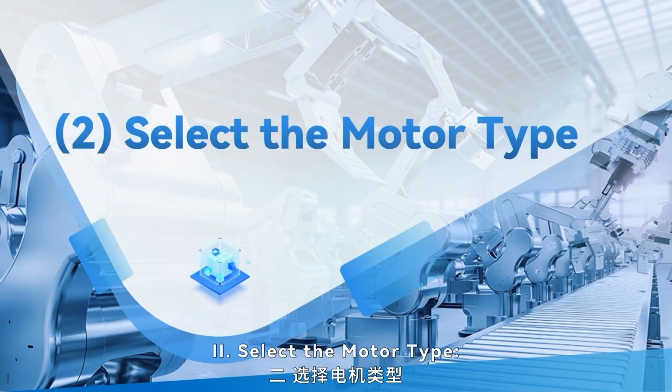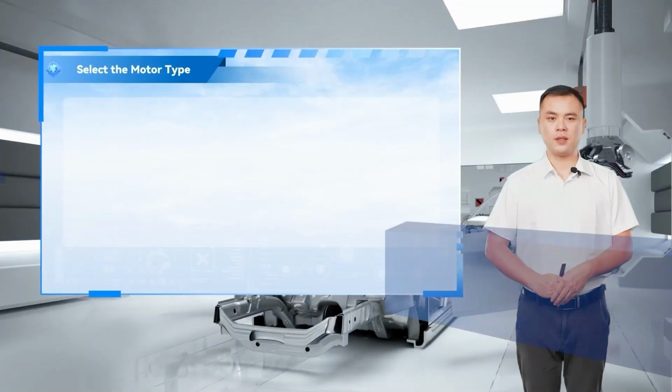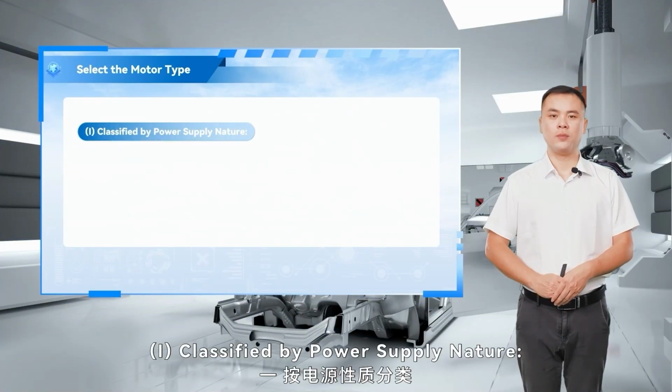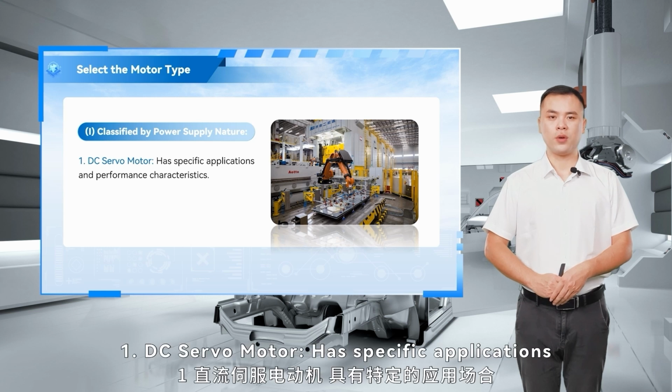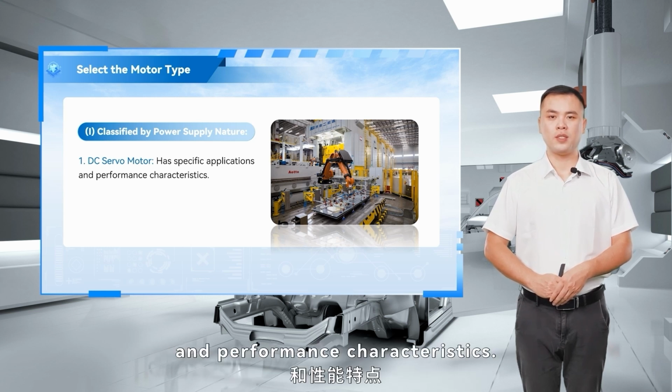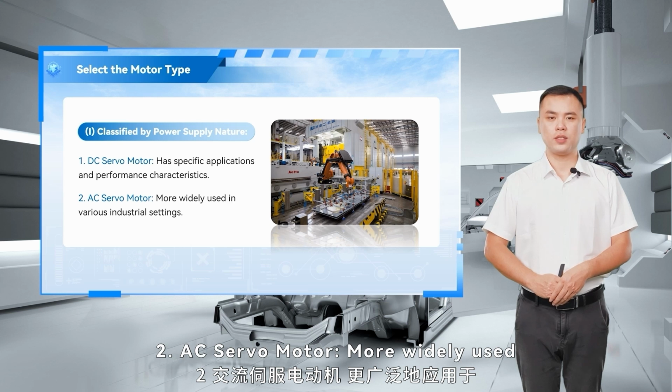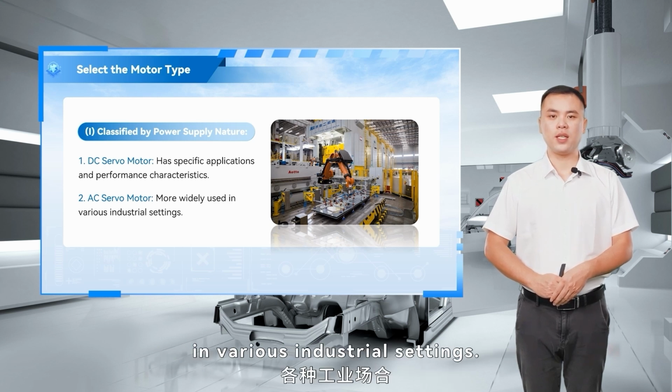2. Select the motor type. 1. Classified by power supply nature. 1. DC servo motor. Has specific applications and performance characteristics. 2. AC servo motor. More widely used in various industrial settings.